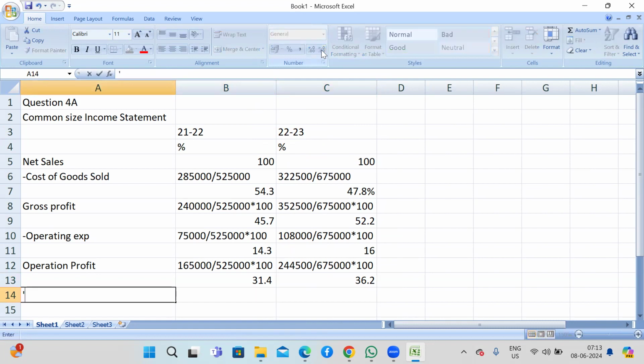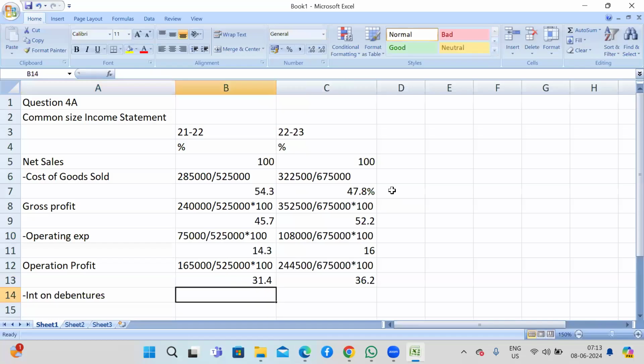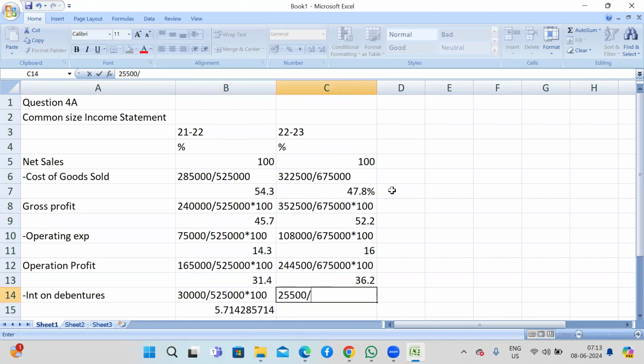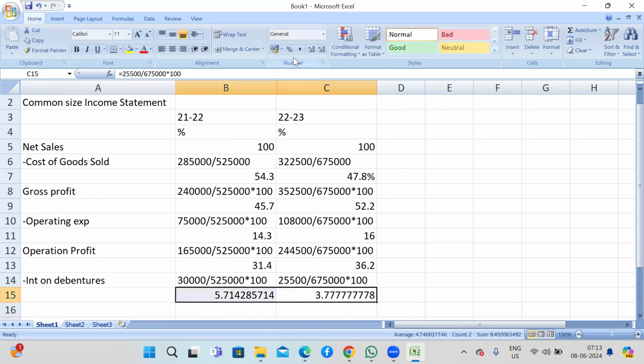So now we are going to reduce interest on debentures. So 30,000 divided by 525 into 100. 5.7%. Here 25,500 divided by 675 into 100. So 3.7.